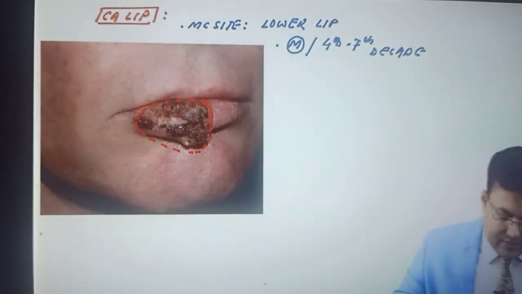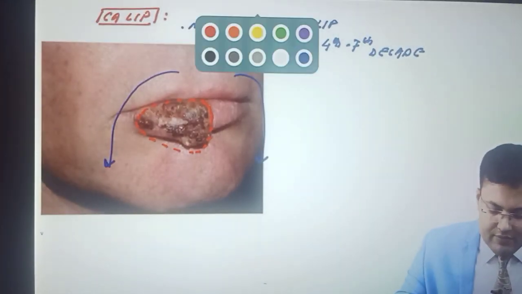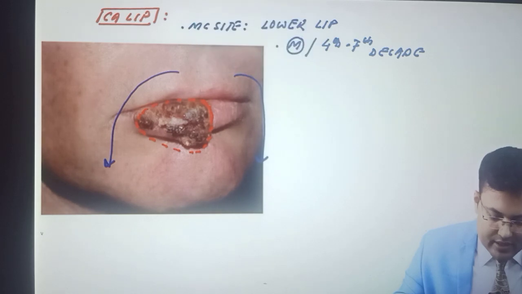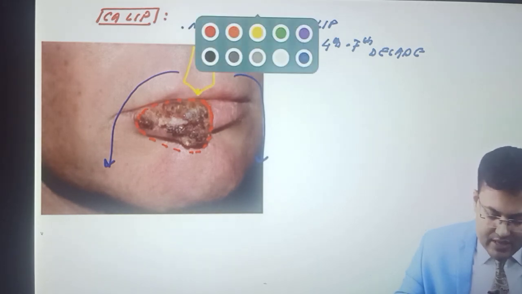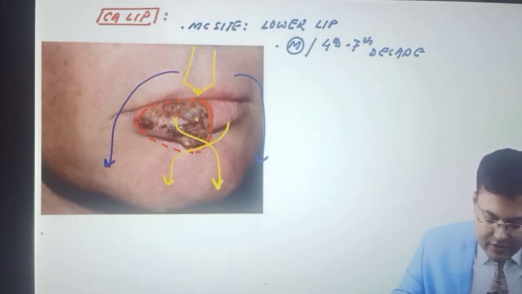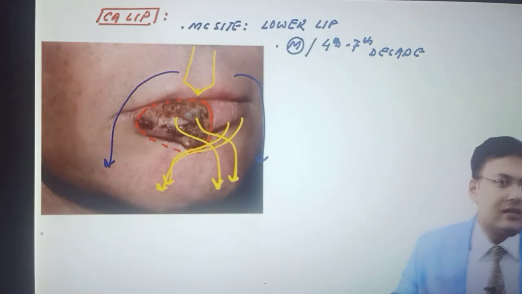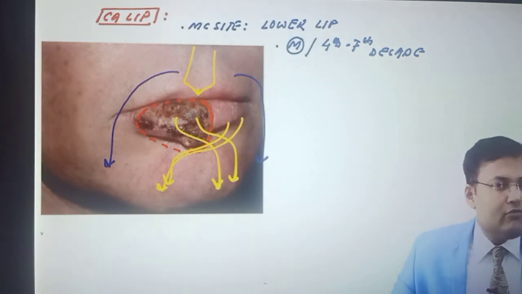Now, we discussed that if the malignancy is arising from the upper lip, there is lymph node involvement of one side, because it is divided by the philtrum. But if the patient has malignancy in the lower lip, because of the crisscross connection, there can be involvement of bilateral cervical lymph nodes.